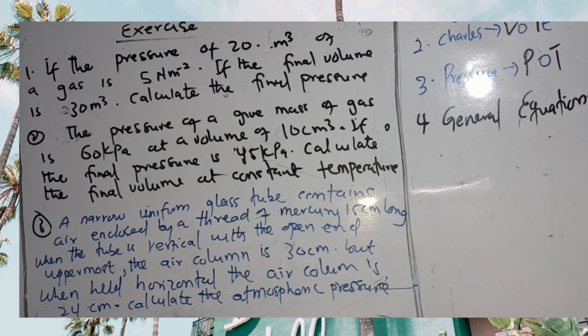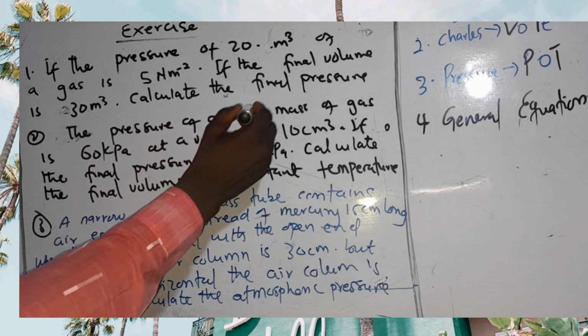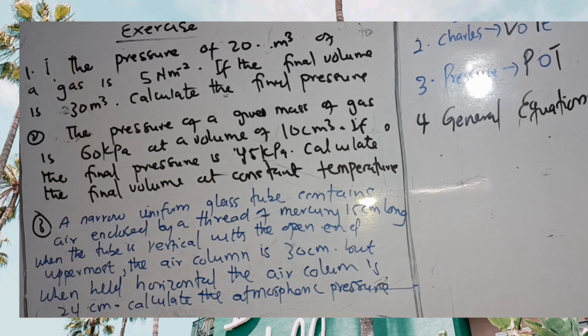Question 2 says that the pressure of a given mass of gas is 60 kilopascal at a volume of 10 centimeter cube. If the final pressure is 45 kilopascal, calculate the final volume at constant temperature.